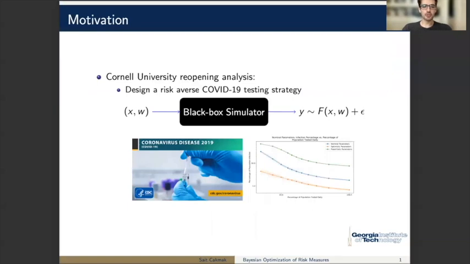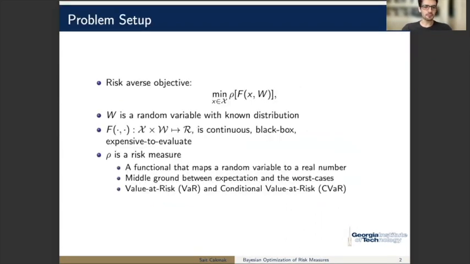Let's go back to the beginning of the summer when my colleagues at Cornell University were tasked with designing a COVID-19 testing strategy for bringing students back to campus for the fall semester. They had a simulation model that, given a testing strategy X and a set of environmental variables W, would predict the disease spread within the campus community. Their goal was to design a testing strategy that was risk-averse to these unknown environmental variables.